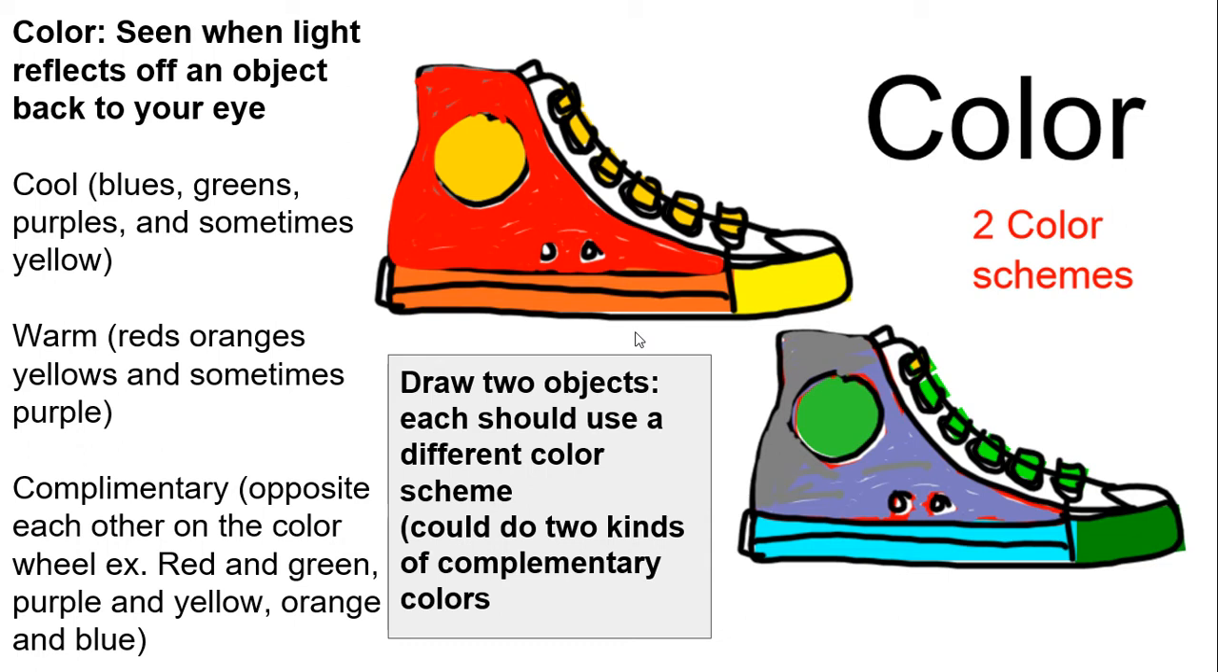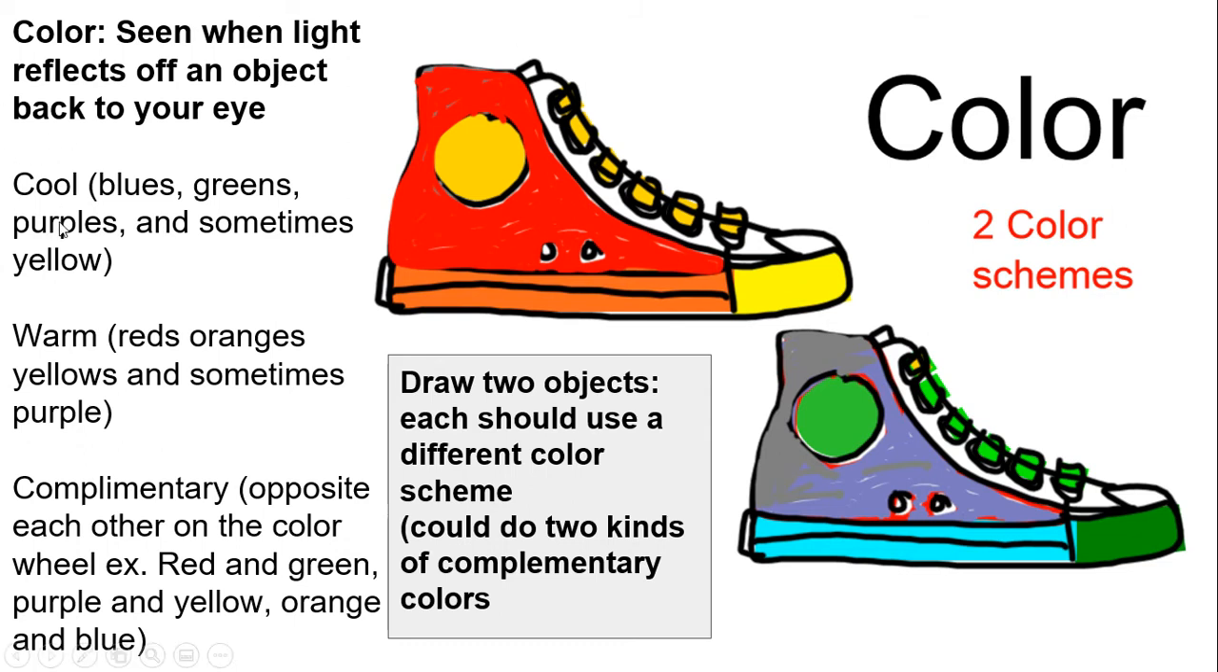The next element we're going to look at is color. So the definition of color is up here. Color is seen when the light reflects off an object and back to your eye. So what you're going to do is create 2 different images, and each of them is going to have a different color scheme. So a color scheme is how you combine colors together to create your image.